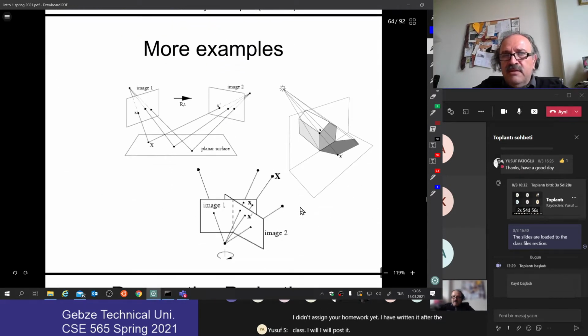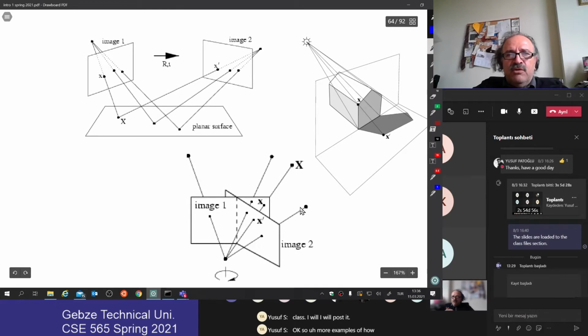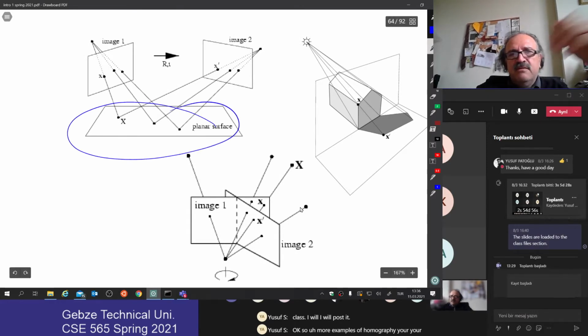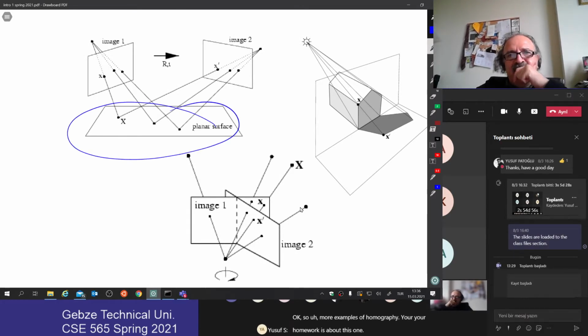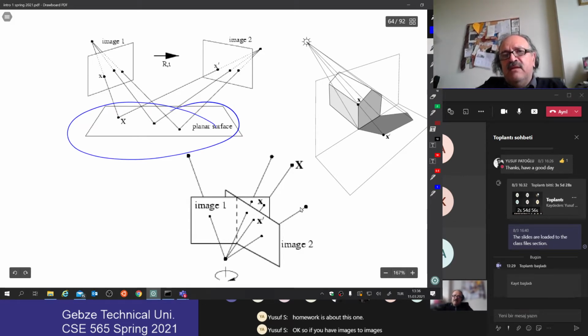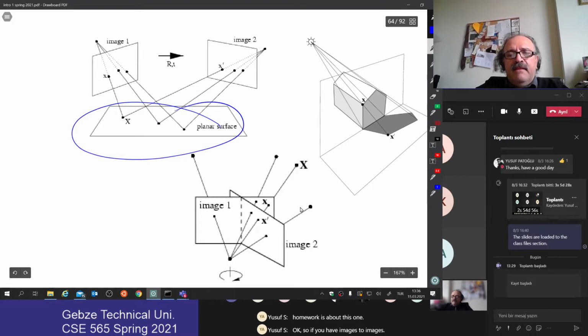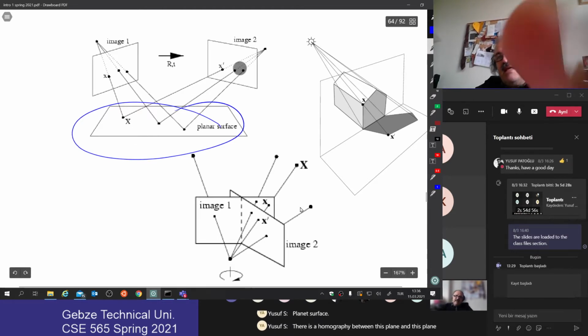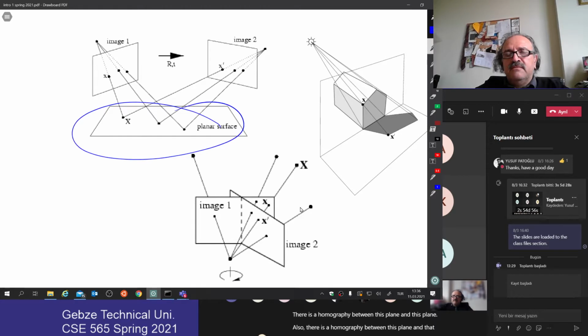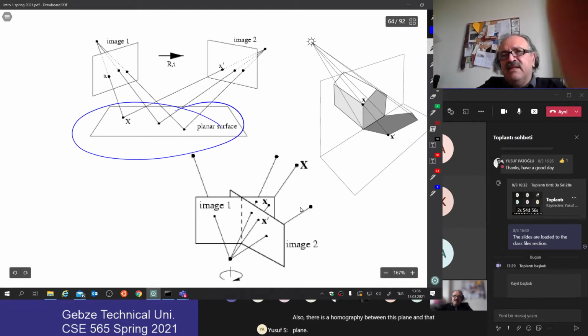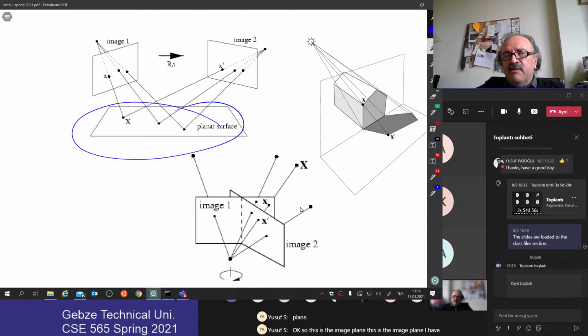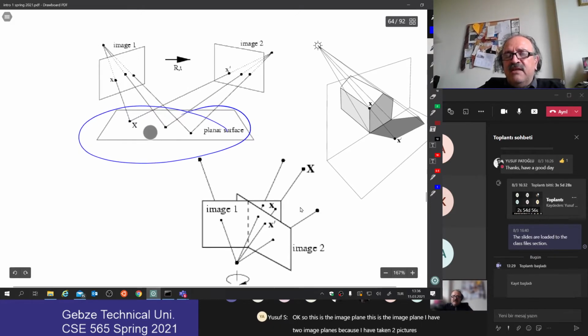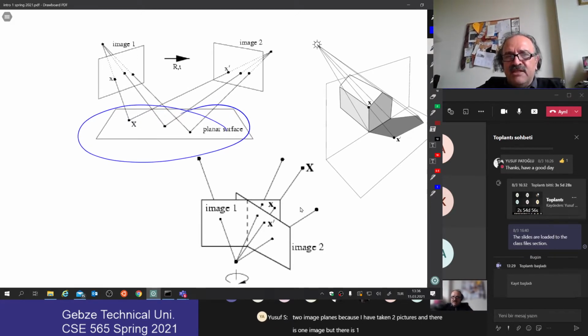Okay, so more examples of homography. Your homework is about this one. If you have two images of the same planar surface, there is a homography between this plane and this plane. Also, there is a homography between this plane and that plane. So this is the image plane, this is the image plane. I have two image planes because I have taken two pictures, and there is one planar surface in the real world.